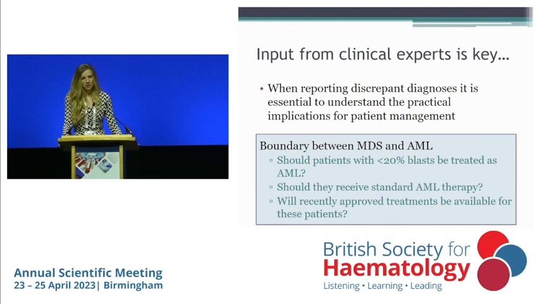And then I think where it does impact most is in newer drugs, which are currently only available for patients that have greater than 20% blasts. Will these be approved for patients that now fall into this new category of MDS / AML? And I think that is a conversation which will be ongoing going forward and will hopefully feed into our discussions.